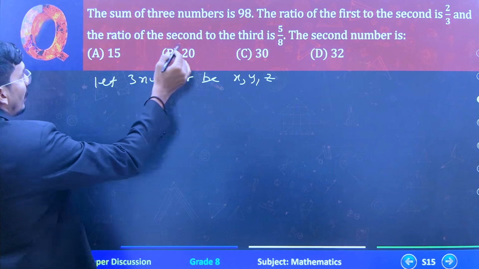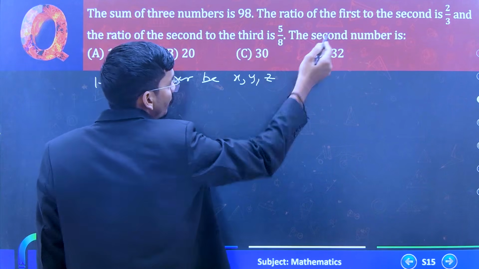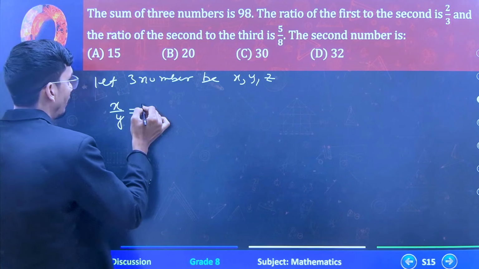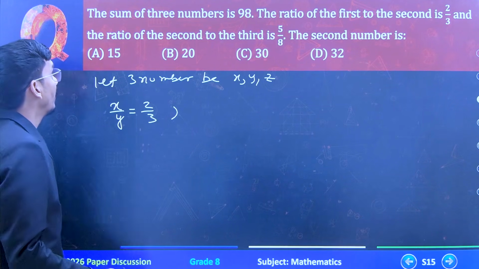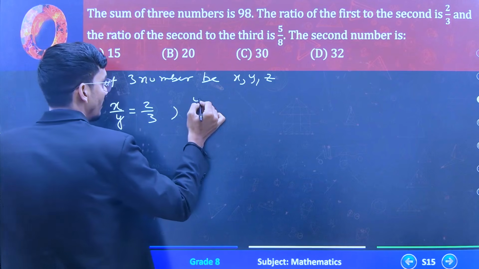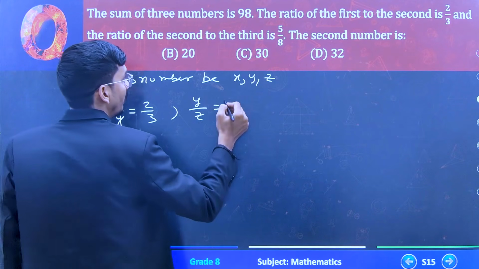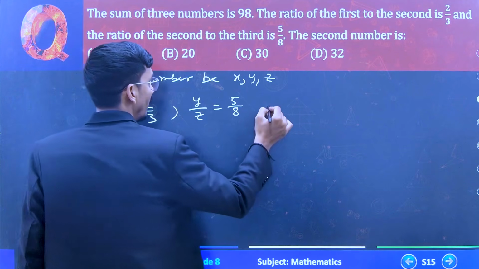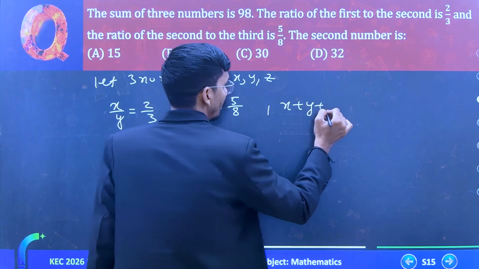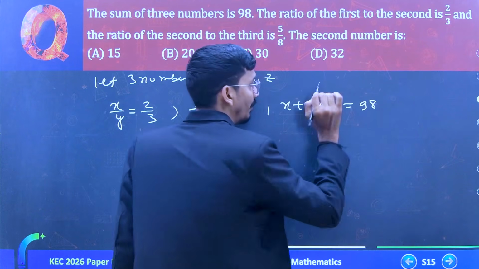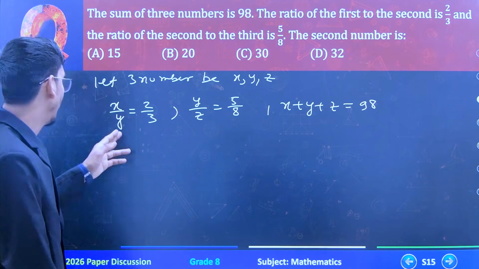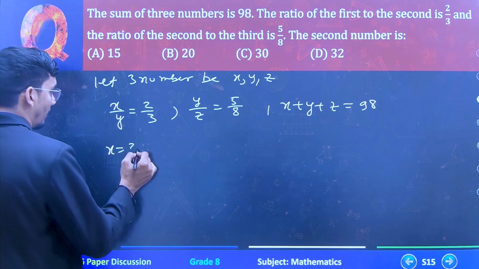Okay. So according to this, the ratio of first and second, means x by y, is 2 by 3, and the ratio of second and third, means y by z, is 5 by 8, and the sum of these numbers, x plus y plus z, is 98. Okay, beta, and they are asking the second number. So first of all find x equals 2 by 3y.